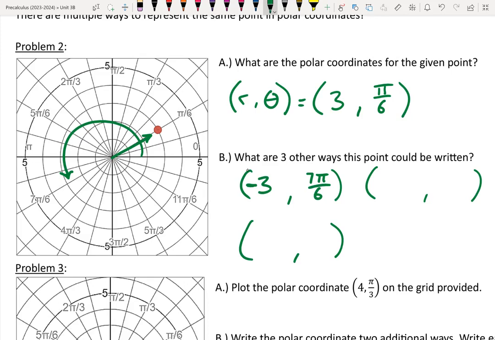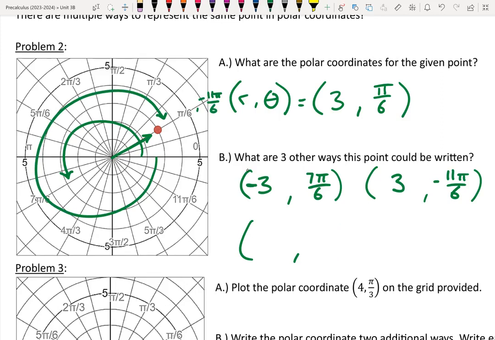All right. Let's start with this one that has another positive 3. What's another coordinate pair that has a positive 3? 3 comma what? 3 comma negative 11 pi over 6. Do we agree with that one, guys? Does that make sense? I go around to negative 11 pi over 6. That's what this is at. And I end up in the same place, positive 3. That would work. All right, the last one that we probably got has a negative 3 and a negative angle.